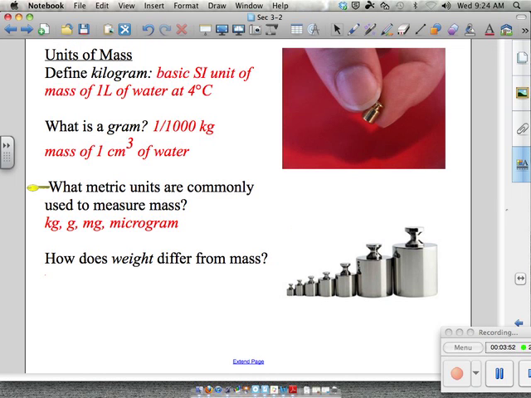Oftentimes the words weight and mass are used interchangeably. In science, weight is a force. It's the pull of gravity on an object, and mass is the amount of matter in an object. They're two very different things. Mass will never change no matter if you're at the top of a mountain or the bottom of an ocean. Weight can vary depending on gravity.